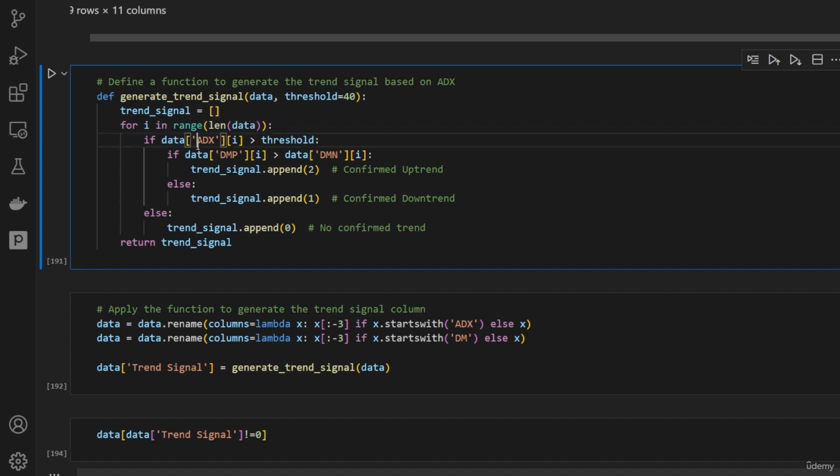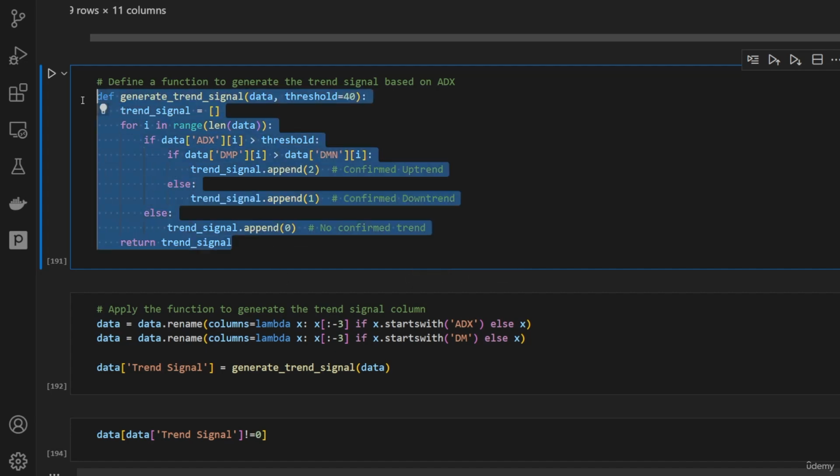So the first thing, we need to have an ADX above the threshold. And then if data DMP, the positive indicator, is above the negative indicator, then the trend signal is 2. So this is an uptrend signal. And in the other case, where we have the positive one below the negative indicator, then in this case we append 1. This is a negative or downtrend confirmation. So this is a function using the ADX to confirm the trend in a different way.